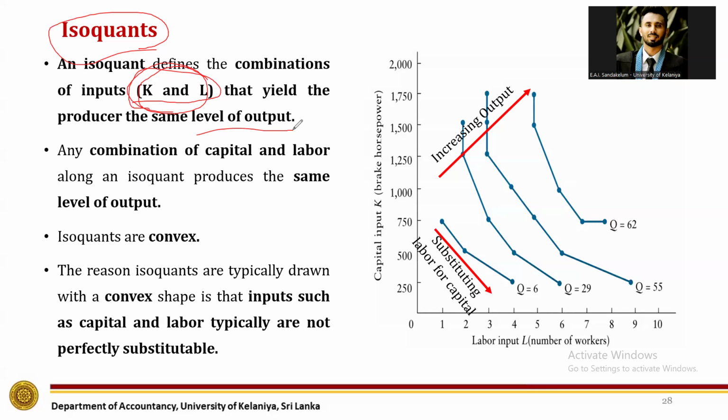So the isoquant curve, looking at it, is convex. What is the meaning of convex? There are two words, convex and concave. Anyone? Convex and concave.